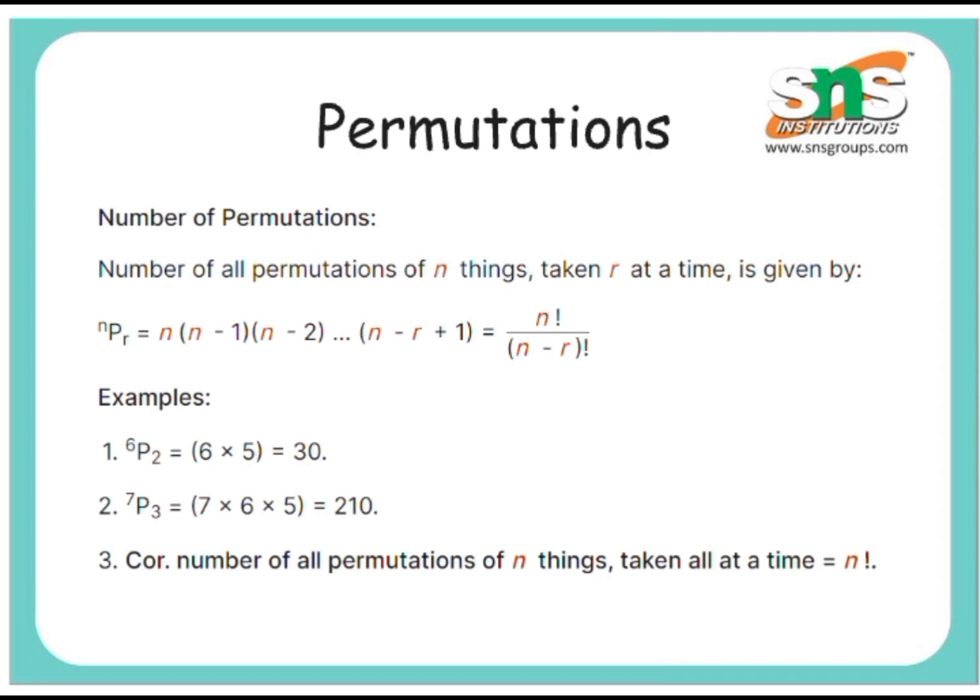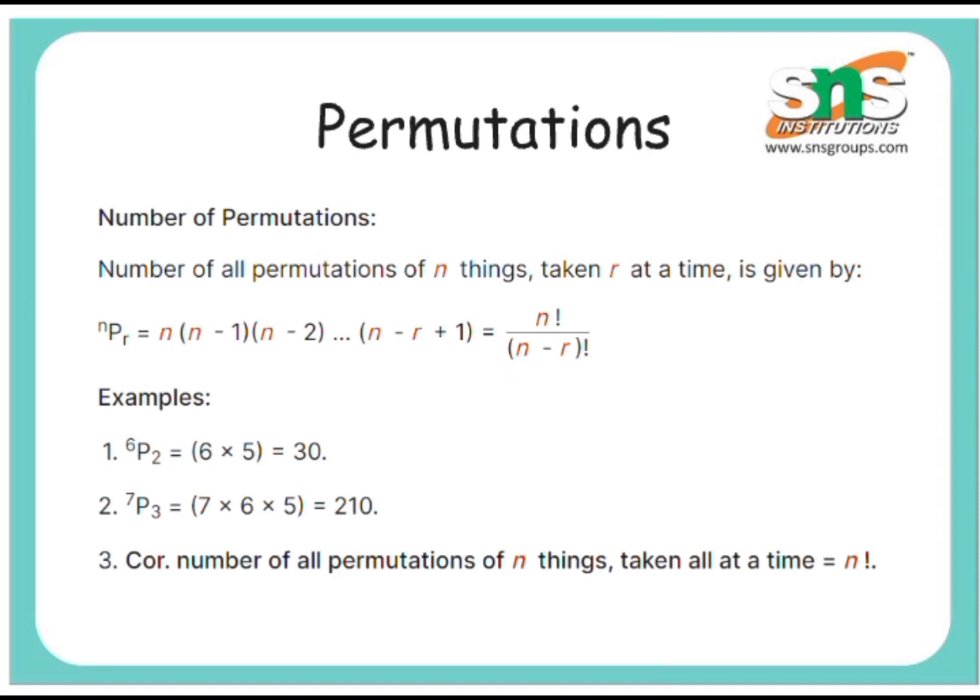Suppose you have 6P2, that means you have 6 items and you're going to pick up 2 items out of it. It means you have 6 factorial divided by 6 minus 2 factorial. So that means you will have 6 into 5 as your number, which is equal to 30.